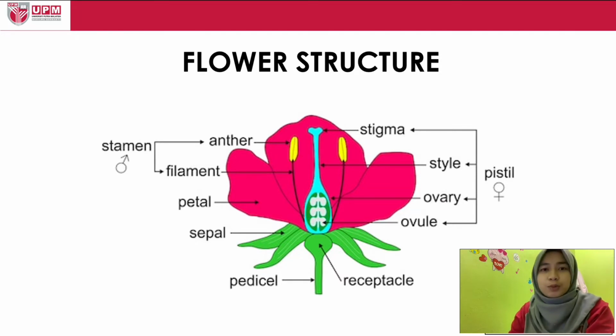But some wind pollinated flowers don't have petals, and they are collectively known as corolla. So now, moving on to the male portion of the flower, which is the stamens.